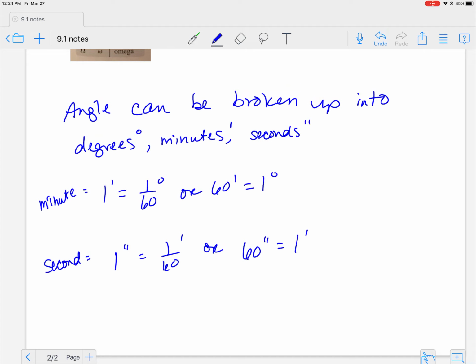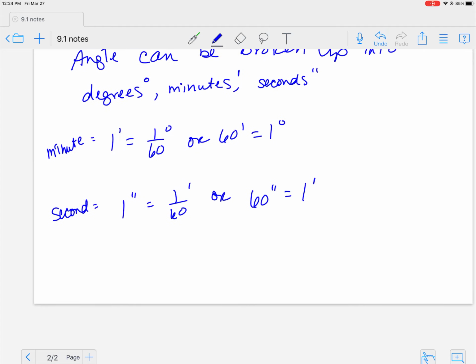Or 60 seconds is equal to 1 minute, right? And then it just goes from there. So you could write, for example, 12 degrees, 42 minutes, and 38 seconds, right? So that's just degree, then you break it into minute, then you break it into second after that. So that's another way to write it.